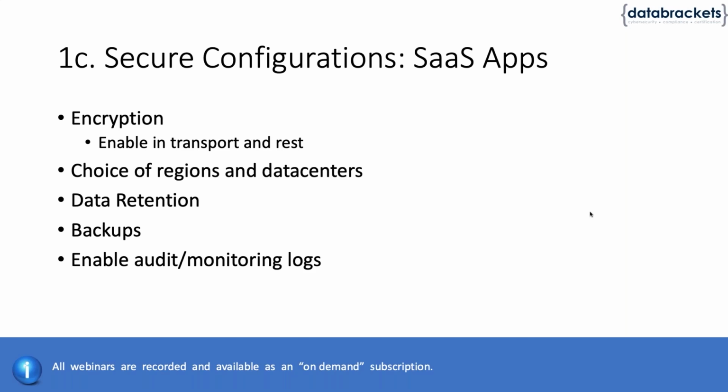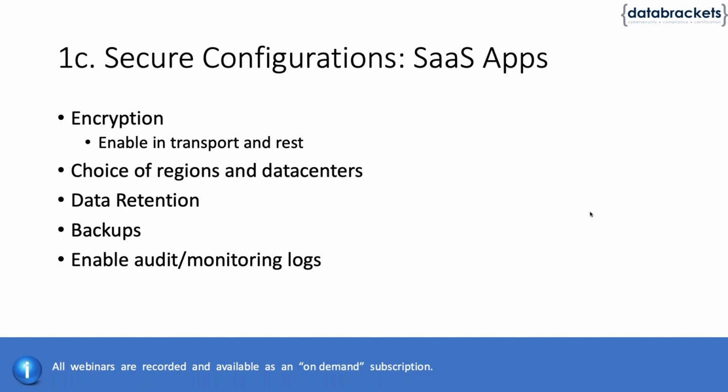For example, AWS has encryption at rest available, right? But you need to check the box for that, right? So you need to make it available. So one of the recommendations is, if you're dealing with any sensitive data, you should ensure you are enabling encryption both at transport and rest.